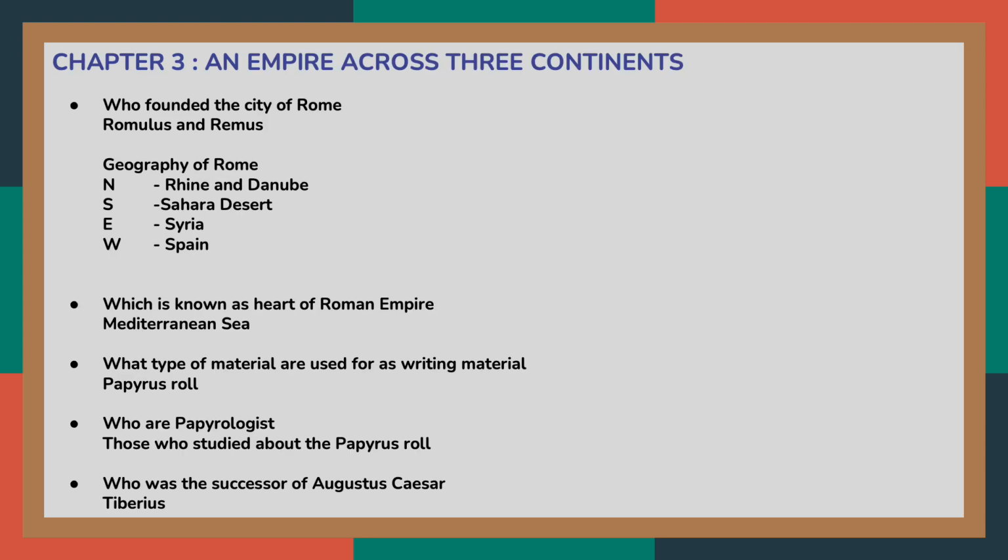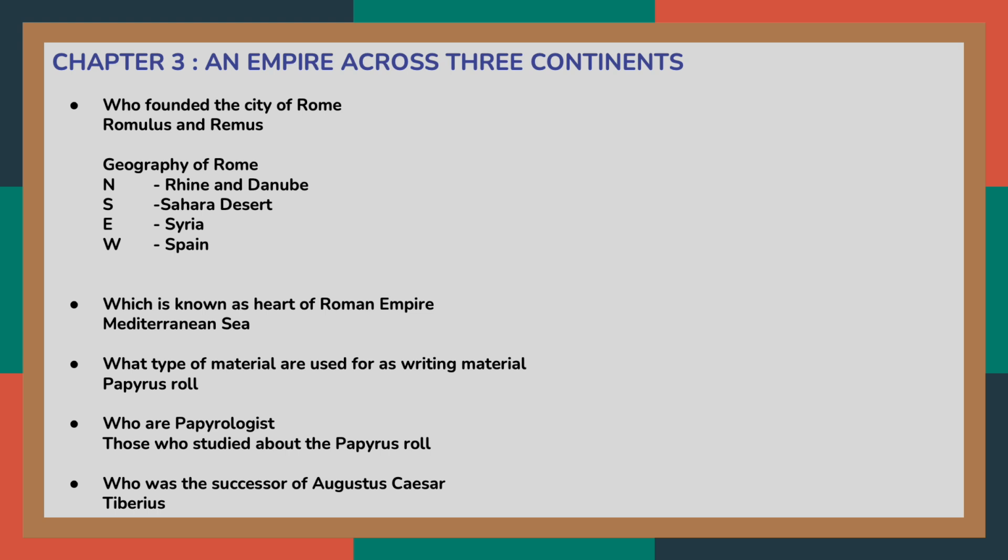Now it's chapter 3. Who founded the city Rome? It is Romulus and Remus. The geography of Rome is as follows. The northern part is Rhine and Danube. The southern part is the Sahara Desert. The eastern part is Syria and the western part is Spain.